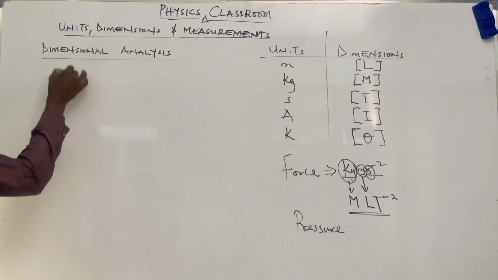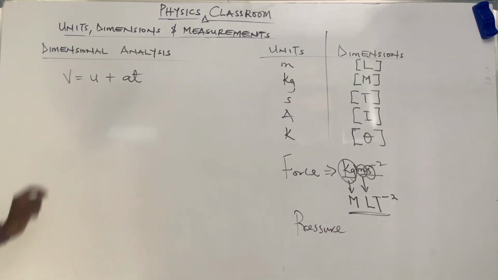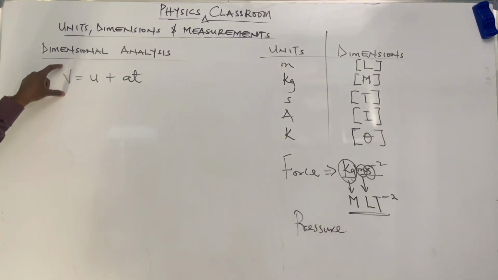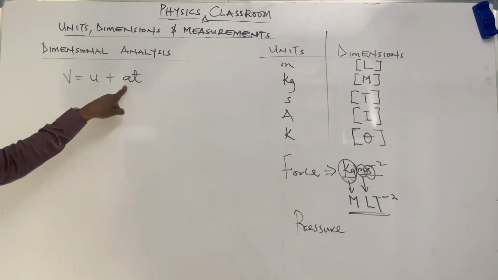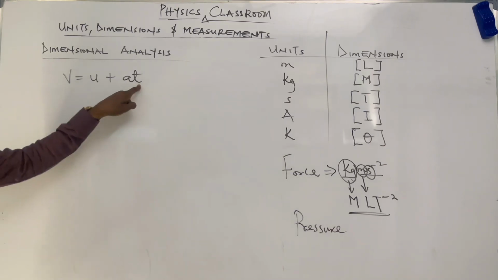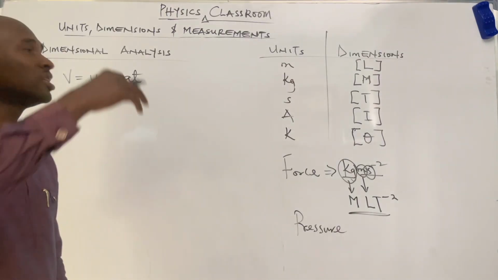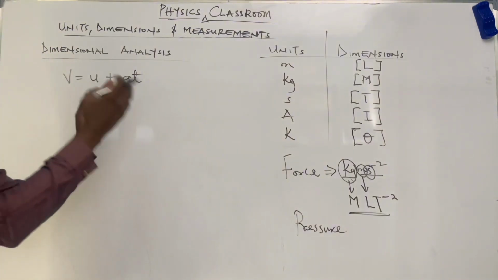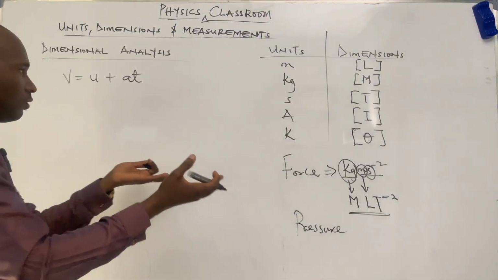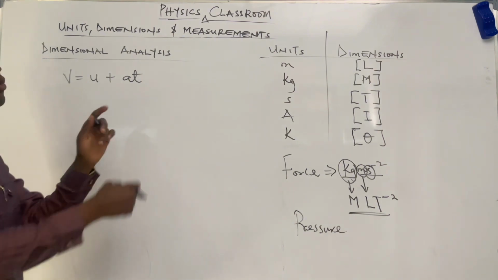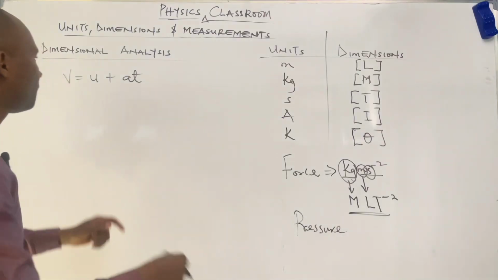We have one of the equations of motion to be V is equal to U plus AT. V is a physical quantity, which is final velocity. U is another physical quantity, initial velocity. A here is a physical quantity, which stands for acceleration, while T is another physical quantity that stands for time. So when I say dimensional analysis refers to the expression of physical quantities in their dimension, of course, we're going to bring them to their dimensional form in order to test what? Where's the aim? In order to test the validity of the physical equation.